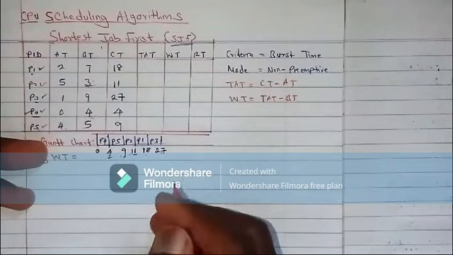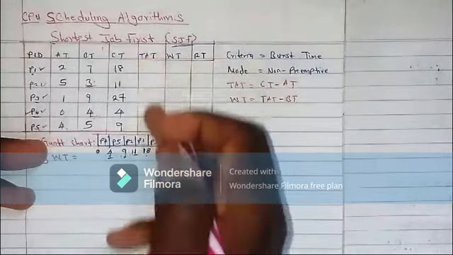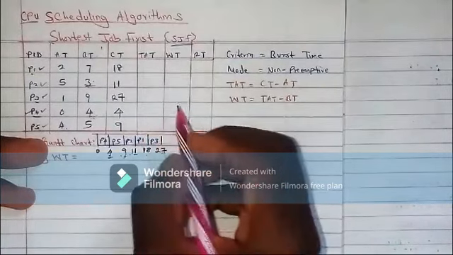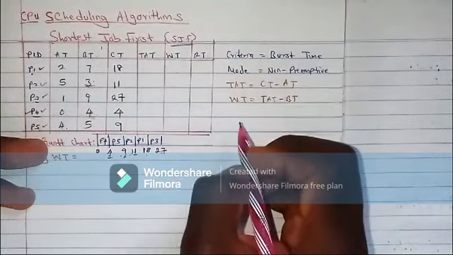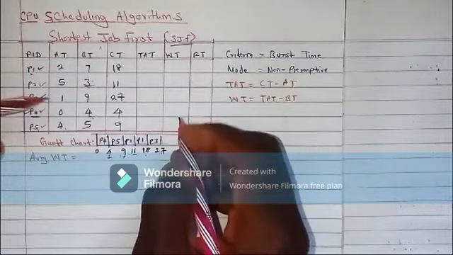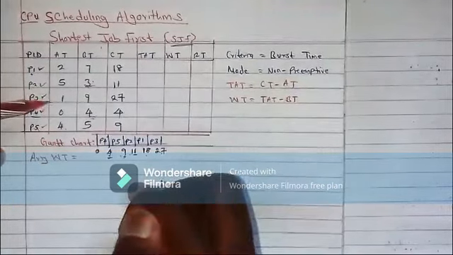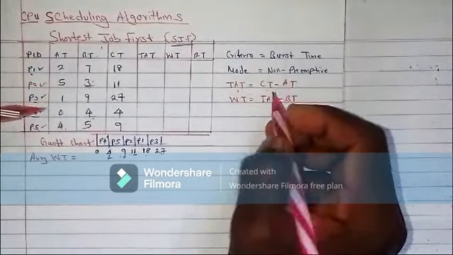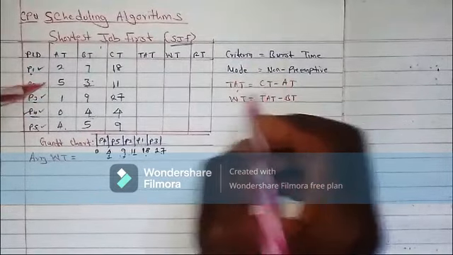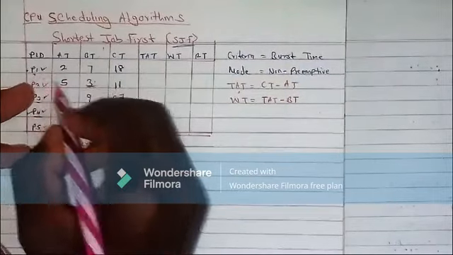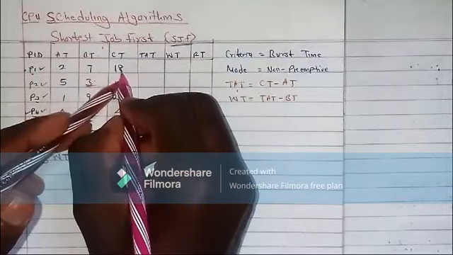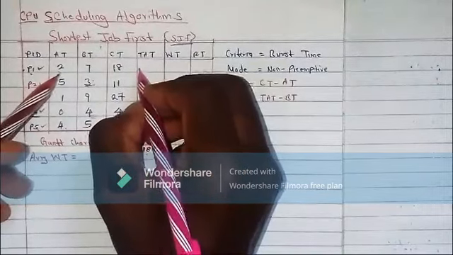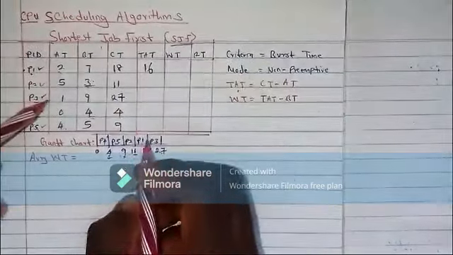Now we want to fill in the turnaround time section. Turnaround time is completion time minus arrival time. It is the total time for the process from when it has arrived at the CPU until it has been executed. So let's check P1. P1 has a completion time of 18 minus an arrival time of 2. Now the turnaround time is equal to 16 there.